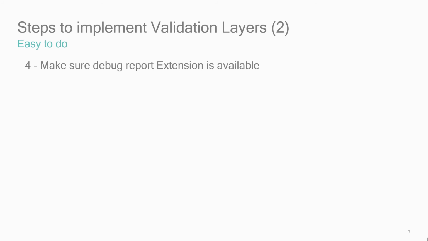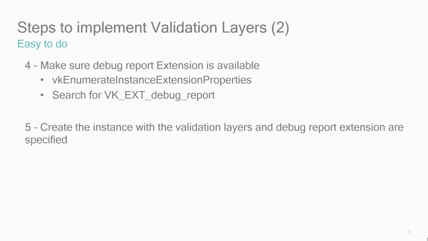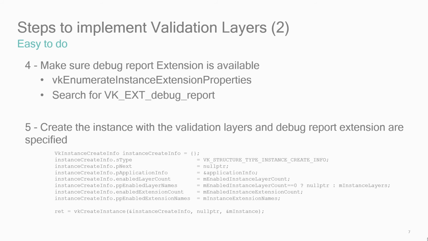Similar to how you got the layers, you'll use VK enumerate instance extension properties twice. Once to get the number of extensions so you can allocate memory, and then again to get the extension names. You'll then verify that the VK extension debug report extension is available by searching for it in the list of extension names. Then you'll create the instance with both the validation layers and debug report extension specified.